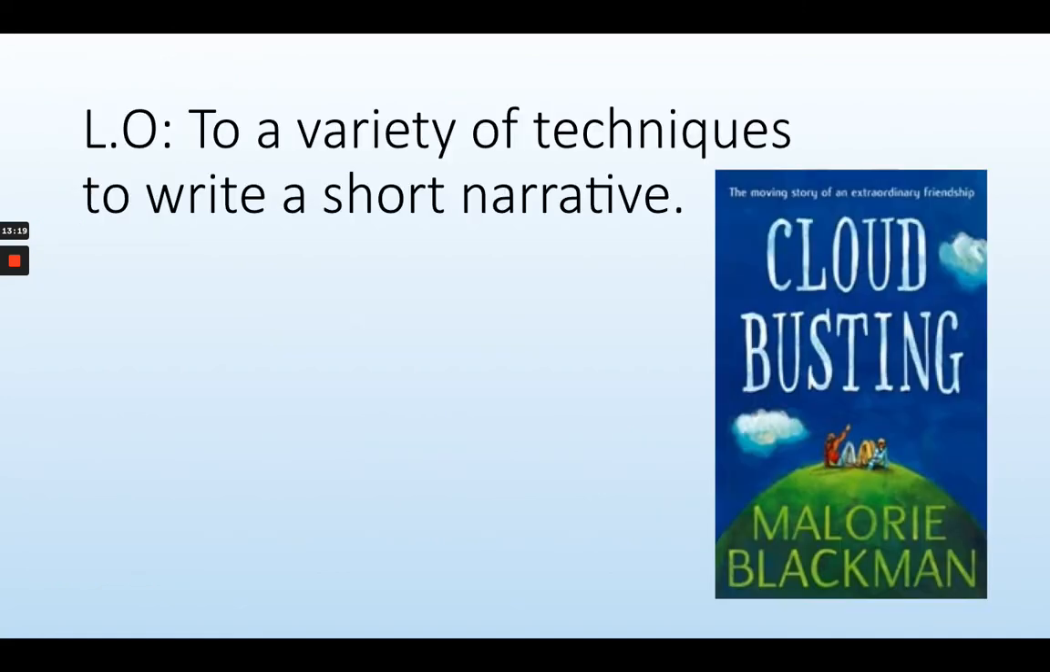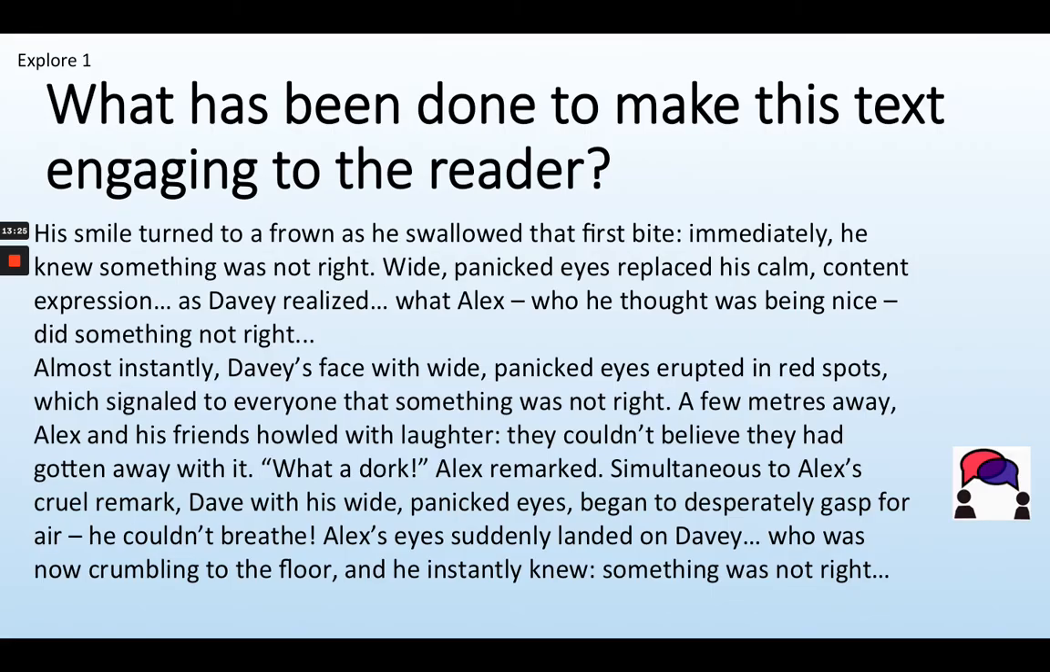Remember that your learning objective today is to use a variety of techniques to write a short narrative. Year 6, let's do one final example before we move on to our writing. Please pause the video here, read the text, and decide what has been done to make this text engaging for the reader. Great job. What has been done?